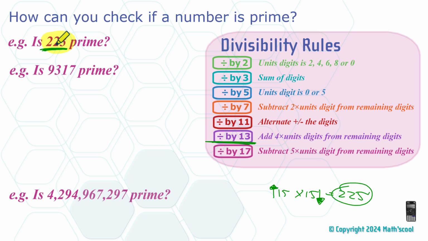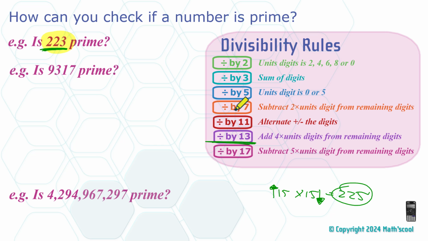Okay, is 2 a factor? Well, no, you can see 2 is not a factor. It's not an even number. Is 3 a factor? You just add up the digits. 2 plus 2 plus 3 gives me 7. No, the sum of digits is not a multiple of 3, so that's not a factor. Is 5 a factor? No, you can tell 5 is not a factor.